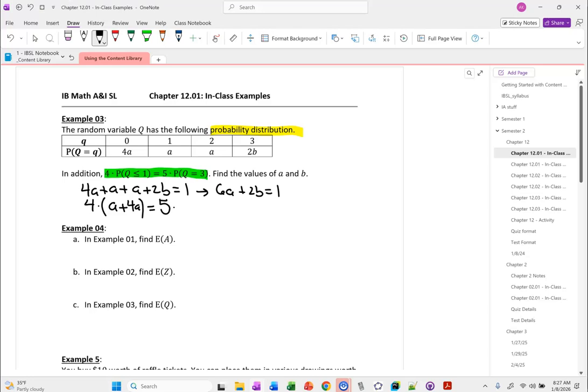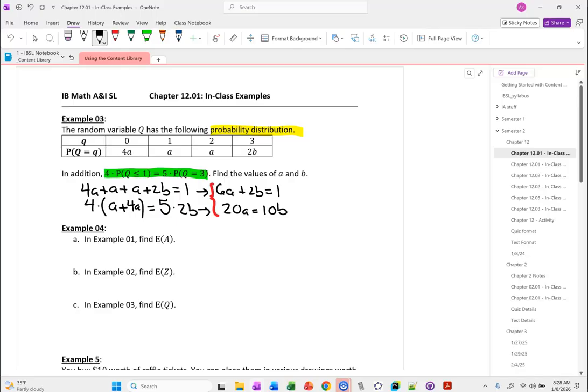We have 5 times the probability that Q is equal to 3. What's the probability that Q is equal to 3? 2B. So if I clean this up here and simplify things, I have that 20A is equal to 10B. Those two together are going to form my system of 2 equations that I'm going to use to solve for A and B. Does everybody feel so far so good?